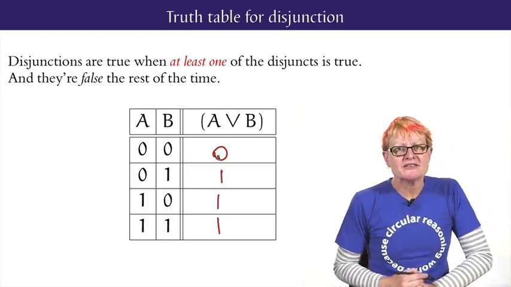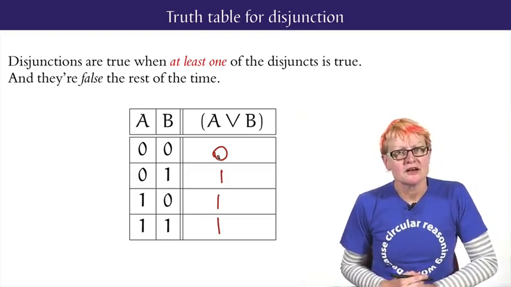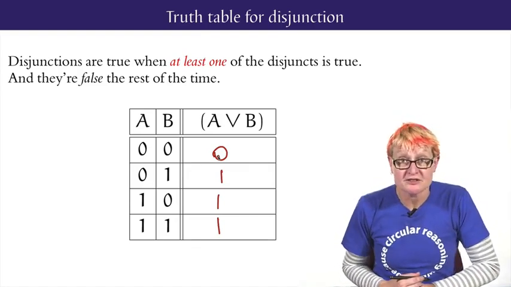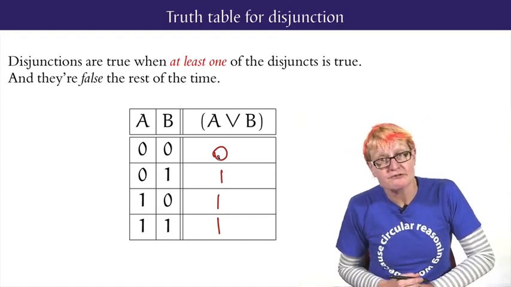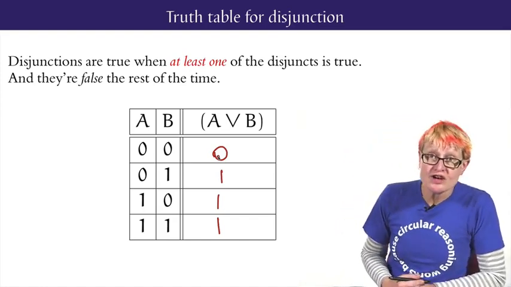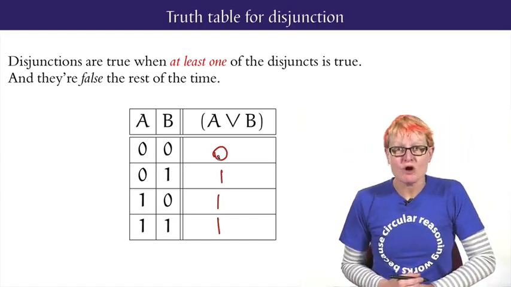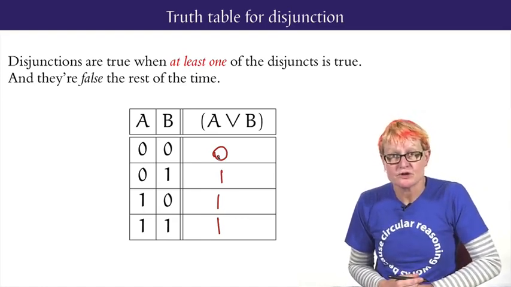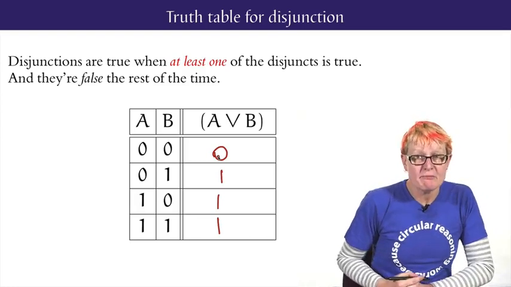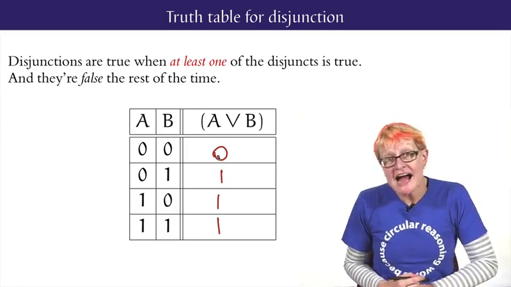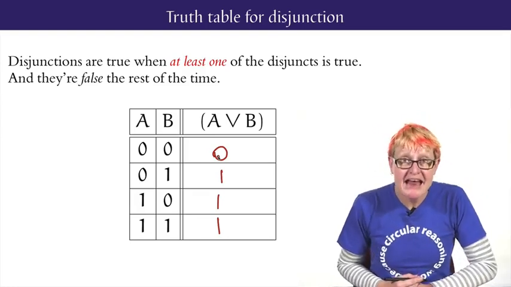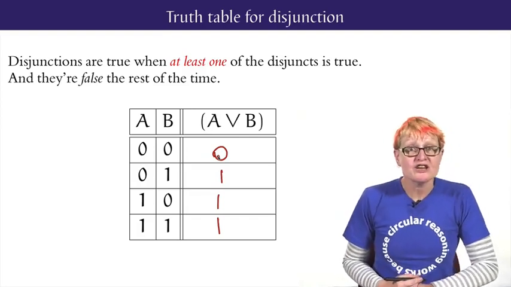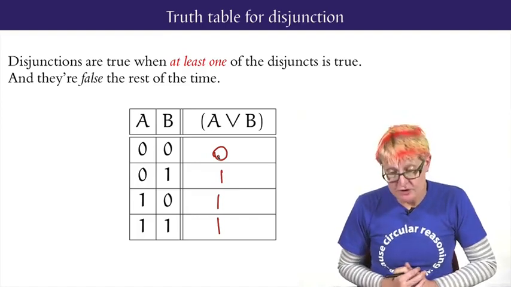See how the pattern is dual to conjunction. Only the first row for the disjunction is false, where both disjuncts are false, and all the other rows give true, while for conjunction, only the last row is true, where both conjuncts are true and all others are false. Again, notice the order doesn't matter, so B or A will have the same pattern of truth table as A or B. Like conjunction, disjunction is commutative.